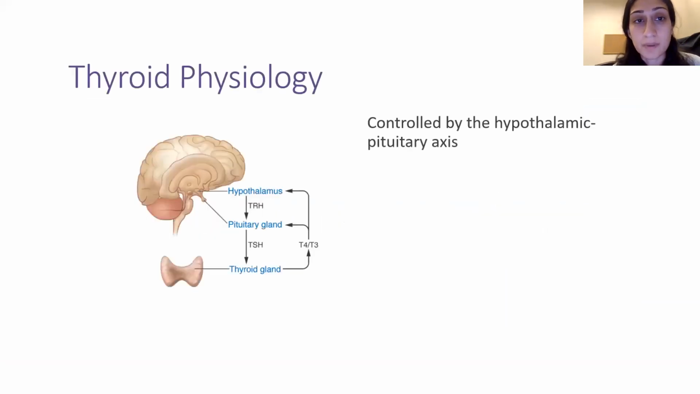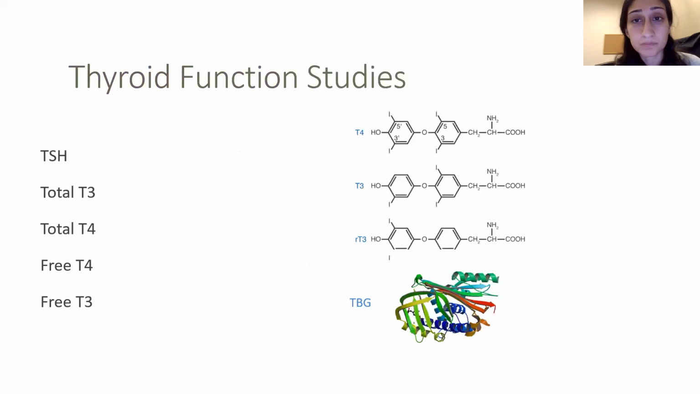So just talking briefly about thyroid physiology, the thyroid gland is controlled by the hypothalamic pituitary axis. Your hypothalamus releases thyrotropin releasing hormone that then works on the pituitary gland to release TSH, and the TSH then works on the thyroid gland to release T4 and T3, which are your active hormones.